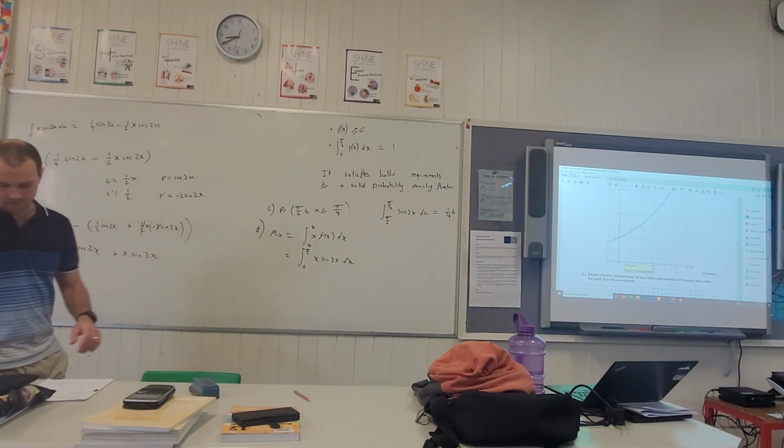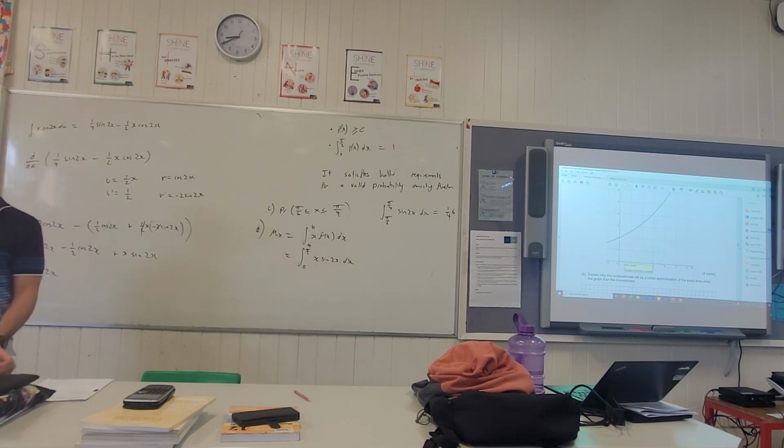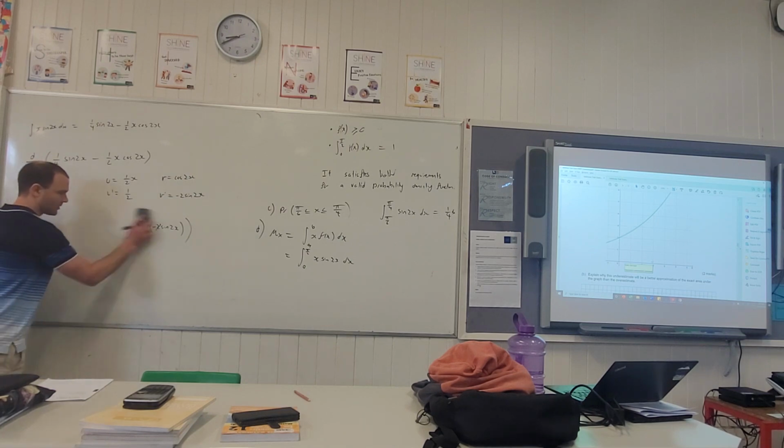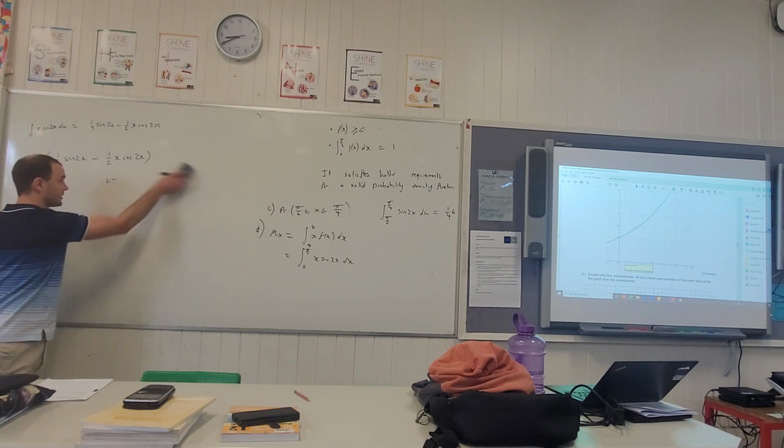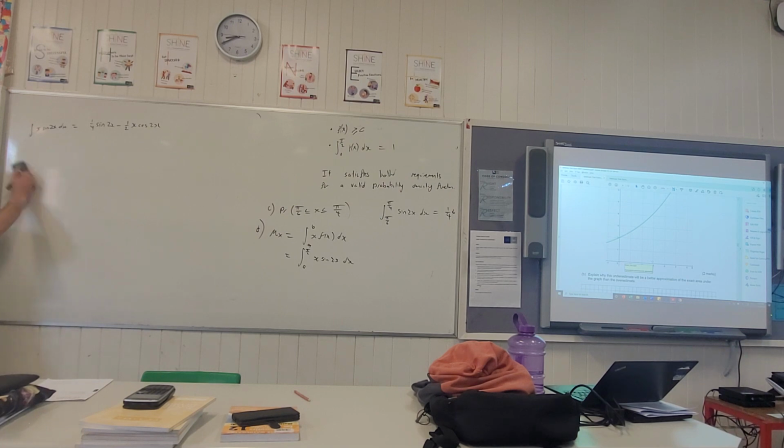They've been very generous here because they've said using part A. Sometimes they don't say that. Sometimes they say something like hence. Anytime you see hence, it means using what we've looked at before. You need to look up and use something you've done. Using part A, find the exact value of the mean. So they want us to evaluate the integral from 0 to pi on 2 of x sine 2x with regards to x.